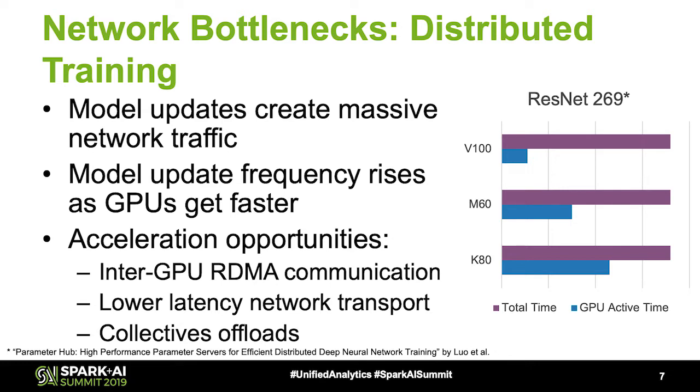Here we see that if we have inter-GPU communication, for example, using RDMA, or anything that is faster than what it is now, it can tremendously reduce the job runtime, as well as lower latency on the network transport, which is basically where all the model updates go on. And also collectives offloads, which we're going to discuss later in the slides.